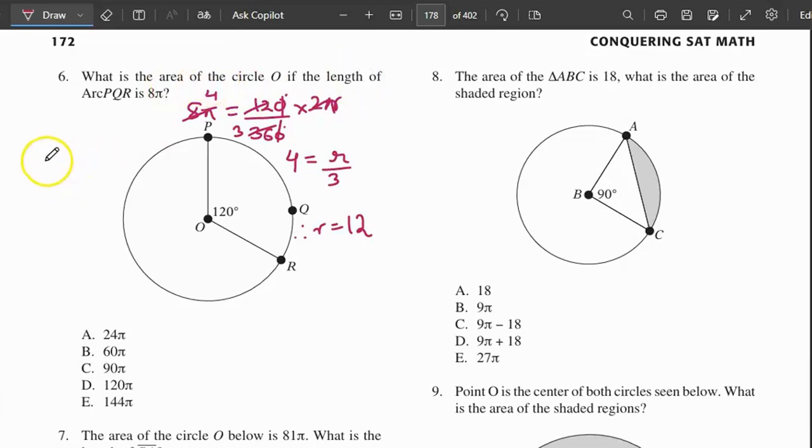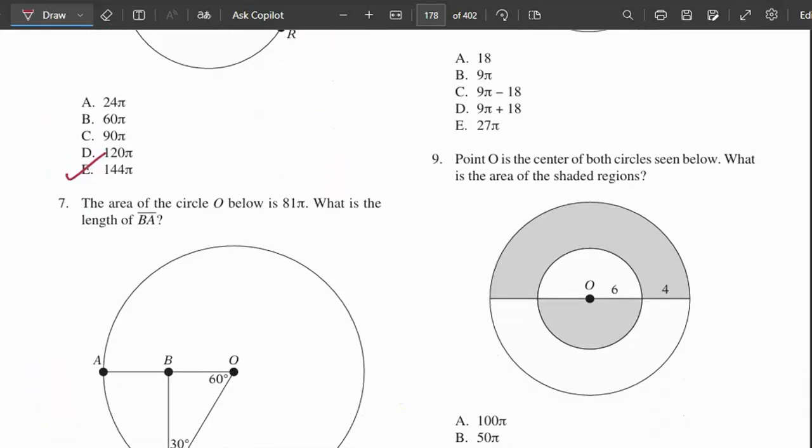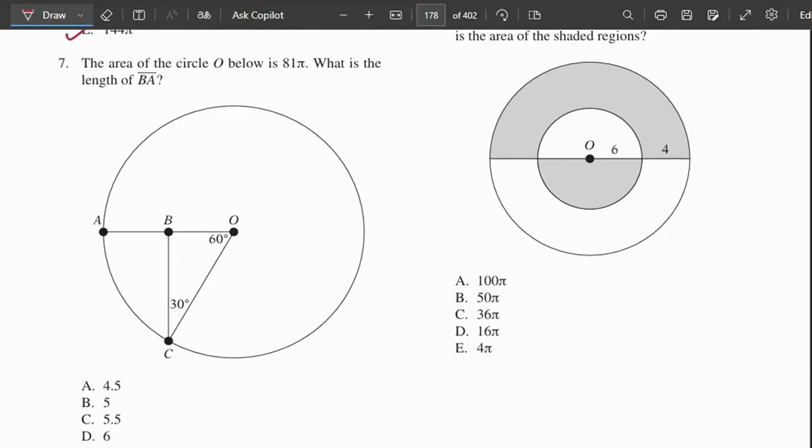So what is the area? Area is equal to pi r square. Pi is still in the question. We won't put the value in. 12 square is 144. So E option is correct. 144 pi. Now the 7th question. The area of the circle below is 81 pi. What is the length of BA? We have to find the length of only BA.